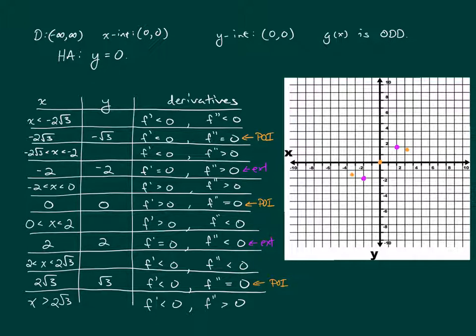Awesome. All right. So we're going to use the fact that this graph is odd in just a minute, just to make sure it matches up with what we're doing. The x-intercept and y-intercept are already plotted here. I'm going to dash in a horizontal asymptote right here in pink.